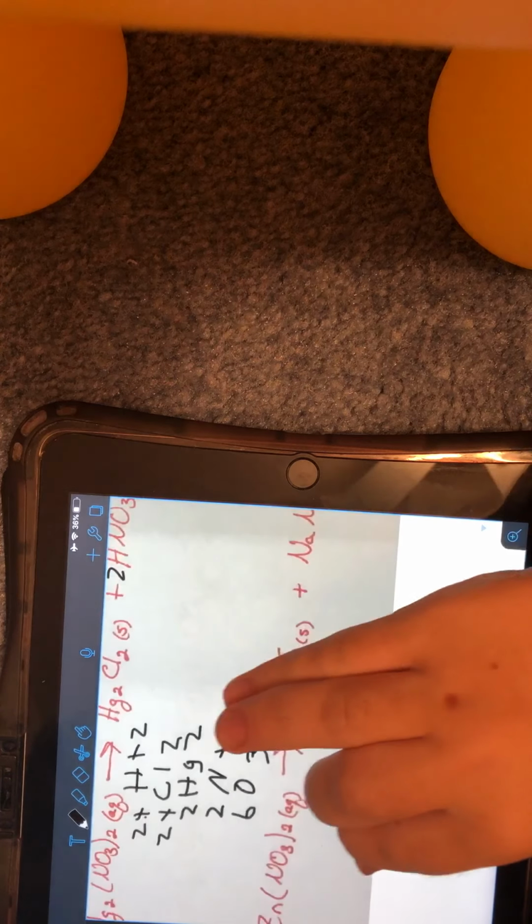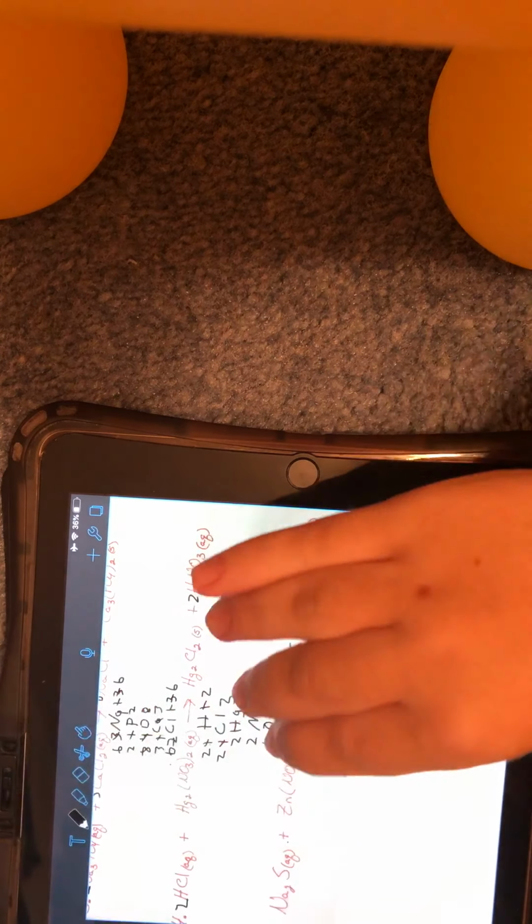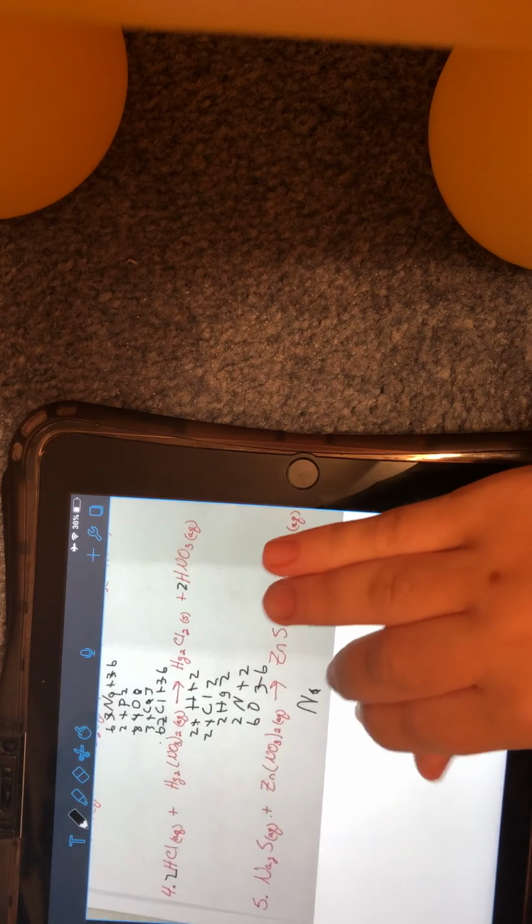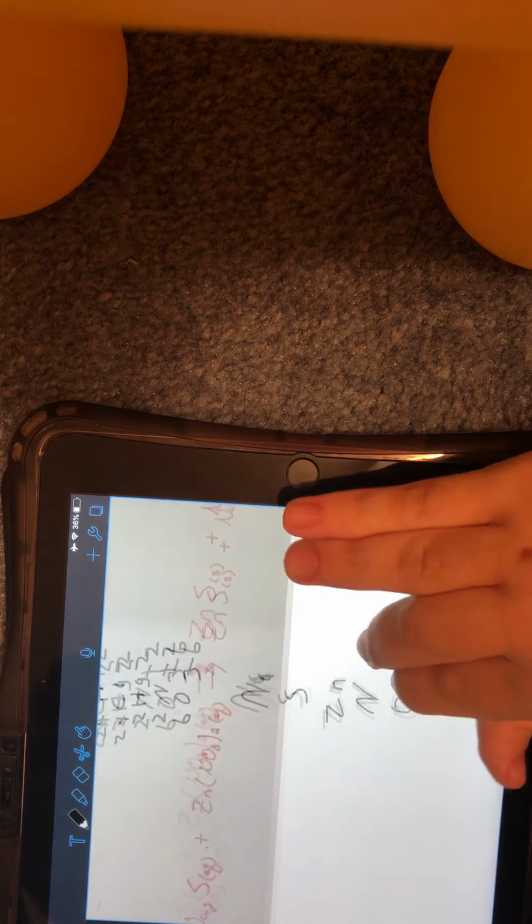So, excuse me. So now we're gonna list them. Na, S, Zn, N. Oh, look at all the space that we have. Ooh, so much. Really take for granted the amount of space.